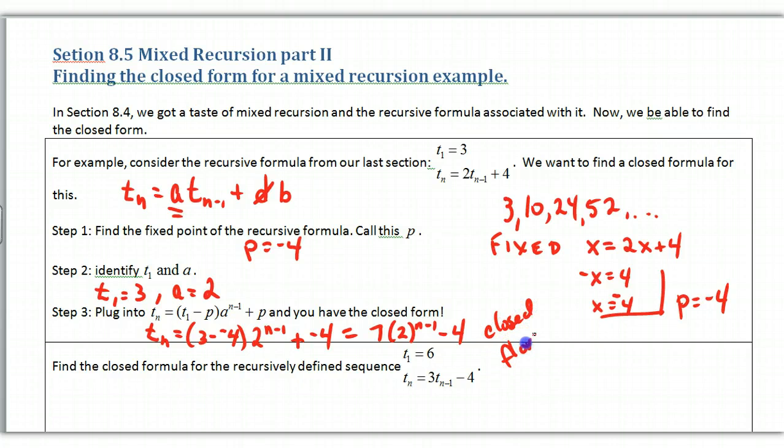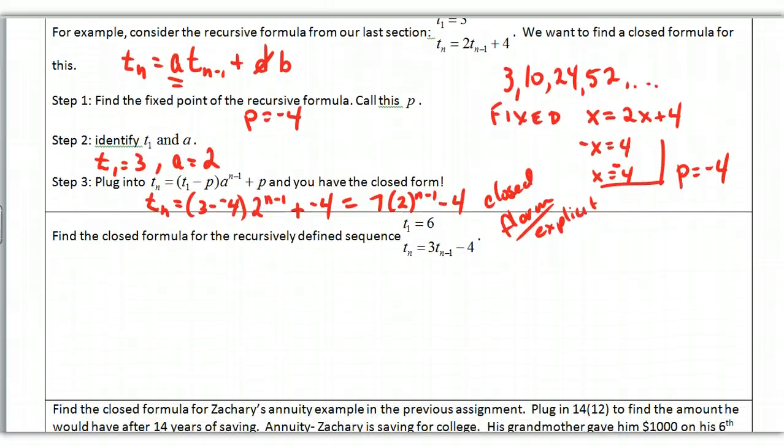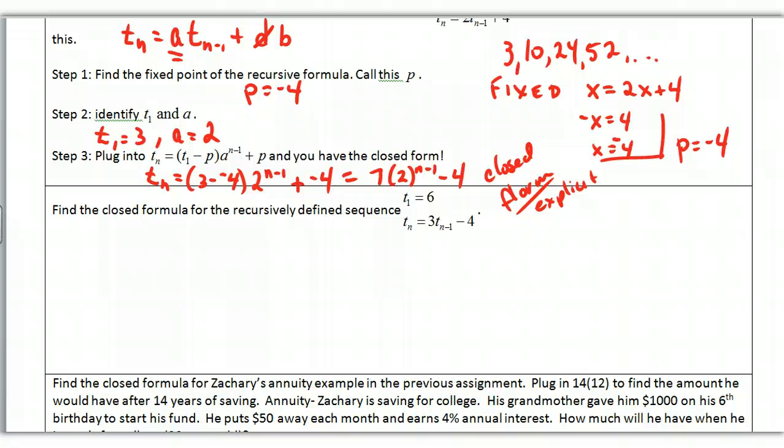Another way that I say this is our explicit form. This means that if I ask what's in the 50th locker, you can go straight to the 50th locker, plug it in, and boom, we have our answer. Okay, go ahead and try this next one. Please pause this, and then I will go through how to do it.